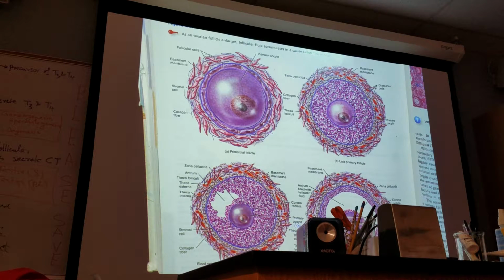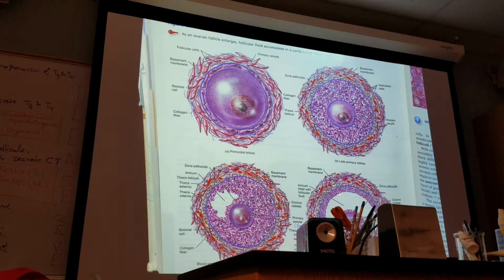Now, when the antrum is formed, this is no longer a primary follicle, this is a secondary follicle. The criterion: presence of antrum. And the cells divide, the granulosa cells surrounding this, which is still a primary oocyte, because the first division of meiosis 1 is not yet completed.